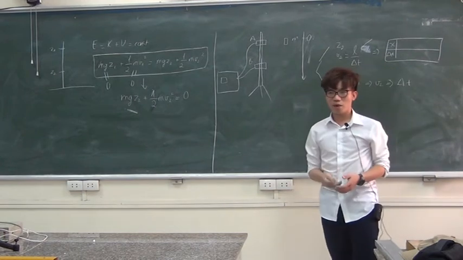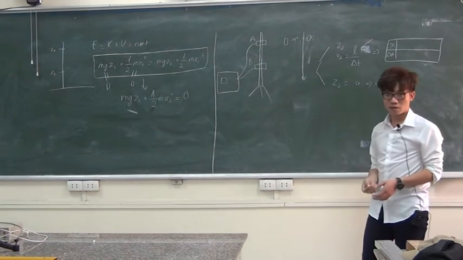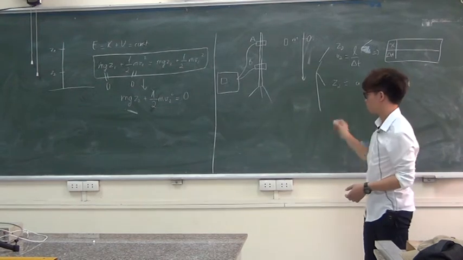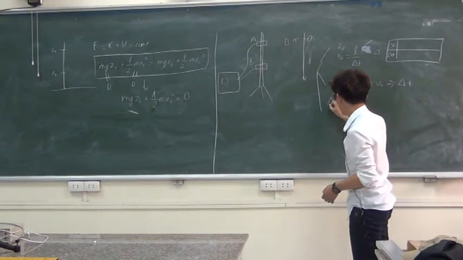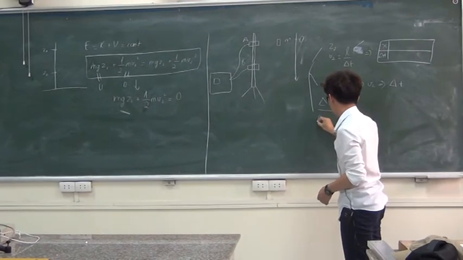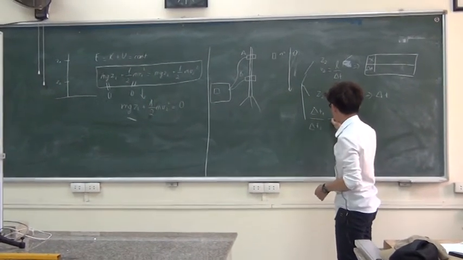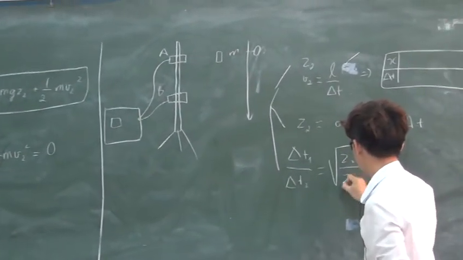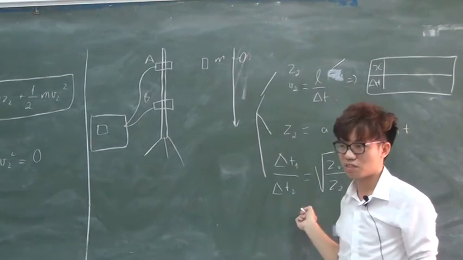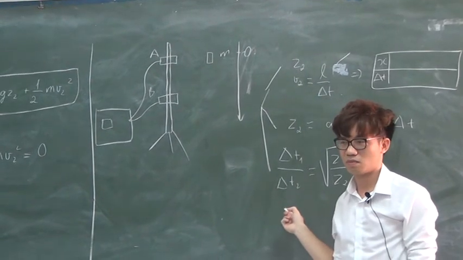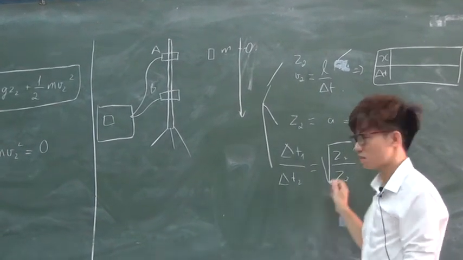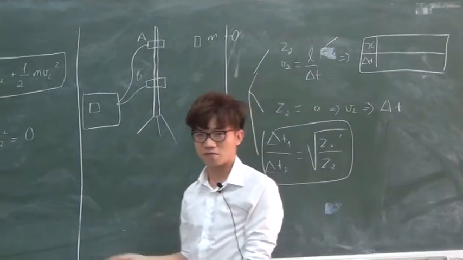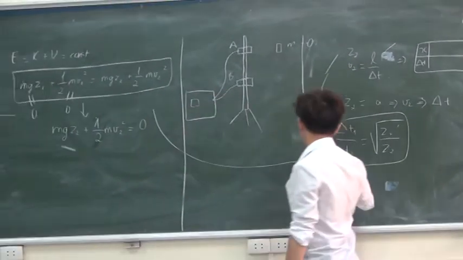And finally, I want to give students another way to verify this law by the ratio delta T1 over delta T2 equals the square root of Z2 over Z1. I think it's pretty difficult for students, so I will give students the result, this ratio, and ask them to prove it from the law.